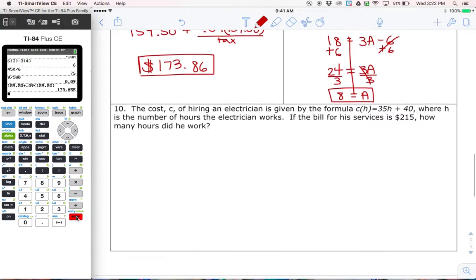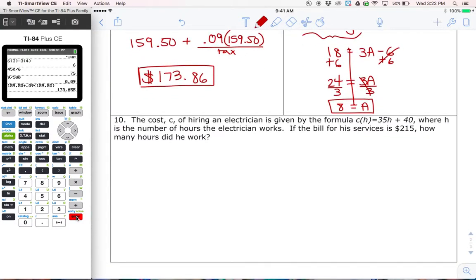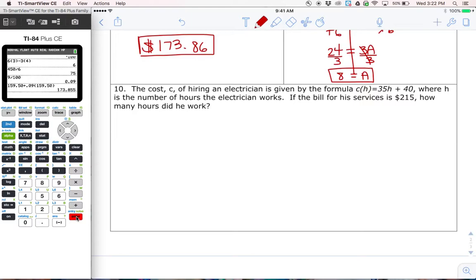Last but not least, problem 10. The cost, C, of hiring an electrician is given by the formula C of H is equal to 35H plus 40, where H is the number of hours the electrician works. If the bill for his services is $215, how many hours did he work? All right, let's write this again. C of H is equal to 35H plus 40. It's telling us the bill is $215.